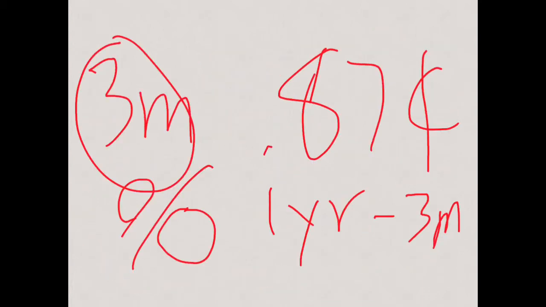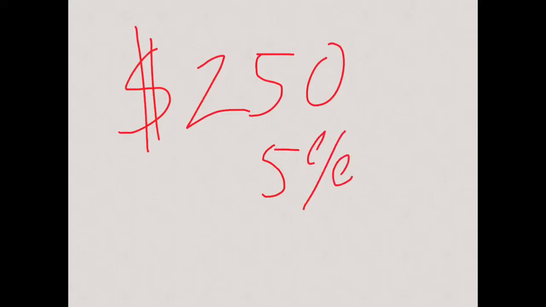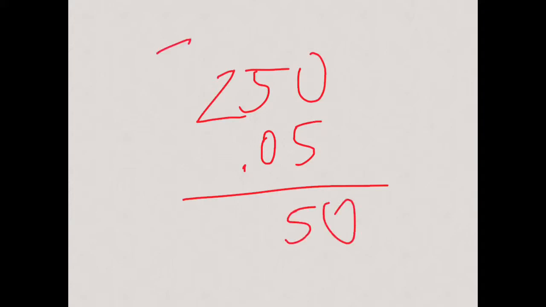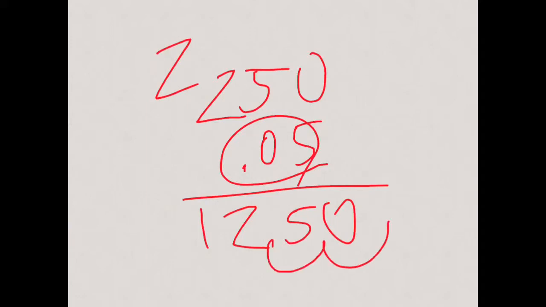Okay. Now, let's say you have a question that says, okay, you have $250 and you're going to pay, say, 5% interest, and that's for 1 year. But what happens after 3 years? So we need to find 5% of 250, and then 2 decimal places. So I have 12.50 for 1 year.